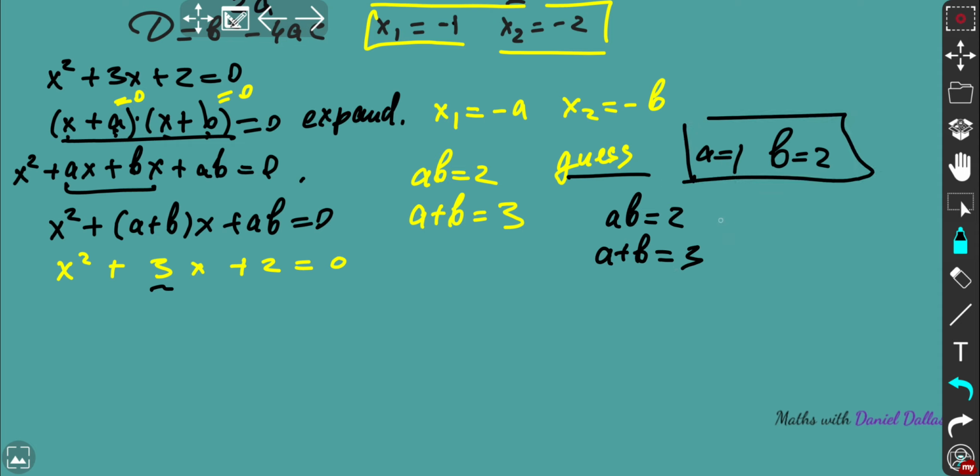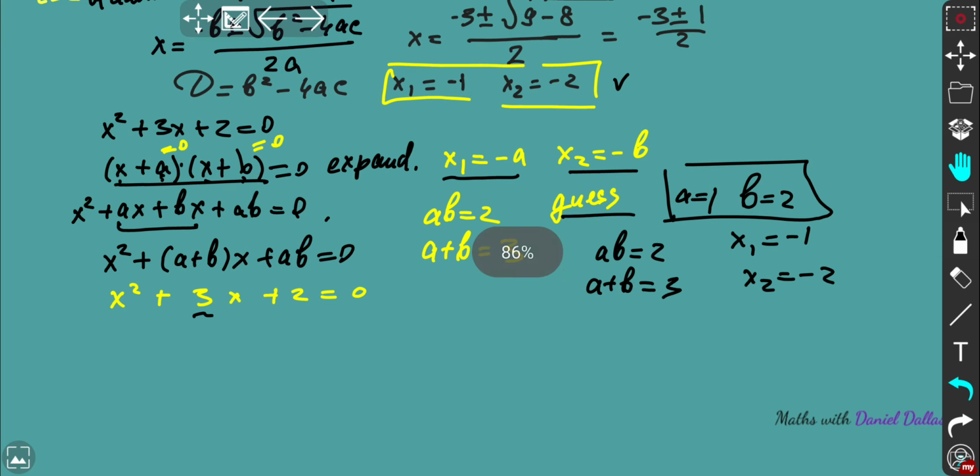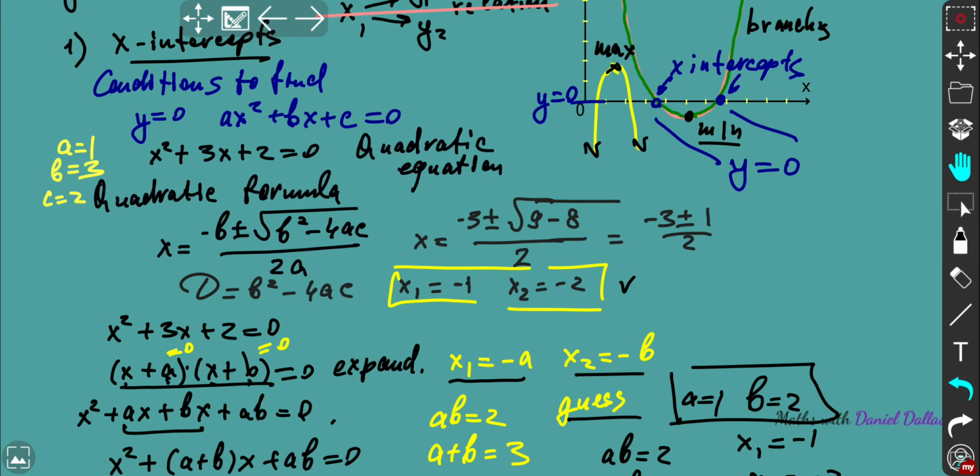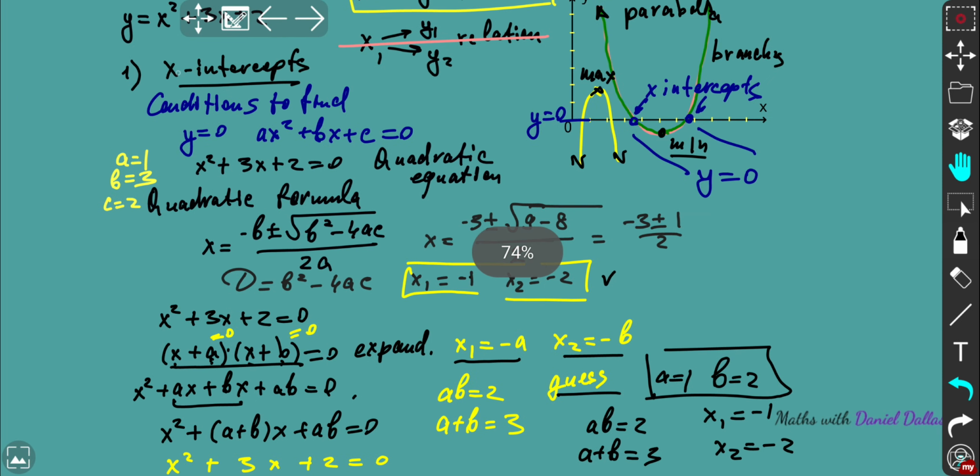So that's a solution for a and b, but finally your solution for x is going to be the same numbers with the opposite sign. So x1 is -1 and x2 is -2. As you can see, that fits what we found using the quadratic formula. Let's have a look at what we actually found: we found the x-intercept, because right now we explore how to find the x-intercept for any function.